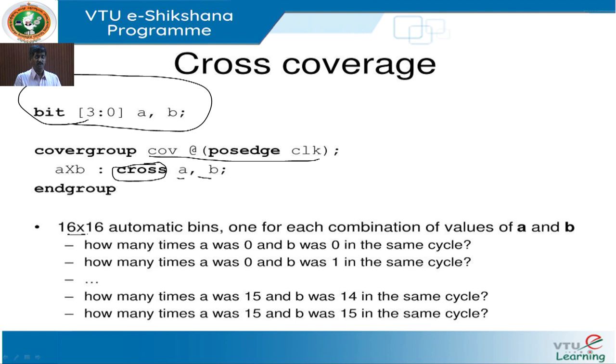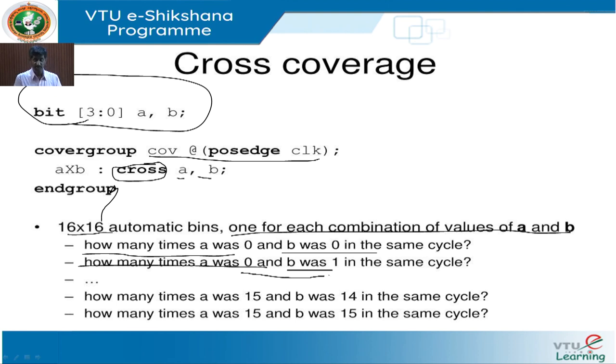So 16 cross 16 automatic bins, if I take, that is 4 bits each, 2 to the power of 4 into 2 to the power of 4, that is 16 cross 16 bins will be created, one for each combination of values of A and B. How many times was A 0 and B 0 in the same cycle? That is the cross value. How many times A is 0 and B is 1 in the same cycle is another cross value.